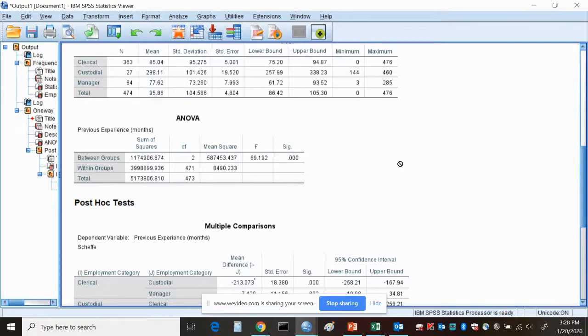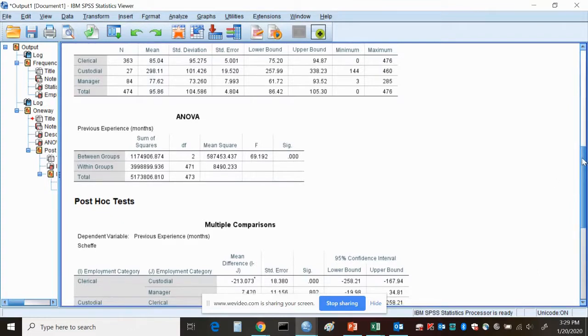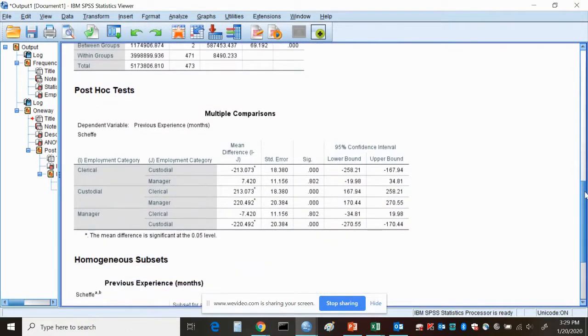So that just means that the means of these three groups are not all the same, but it doesn't really tell us if the difference is between the clerical and custodial, clerical and managerial, custodial and managerial. So for that, we're going to look at the post-hoc Scheffé test. In the post-hoc Scheffé test, you'll see that it looks at the comparison. Each of the dyad comparisons gets its own mean difference, which is similar to the numerator of the t-test, and standard error, which is similar to the denominator of the t-test, and it gives you a significance or a p-value.